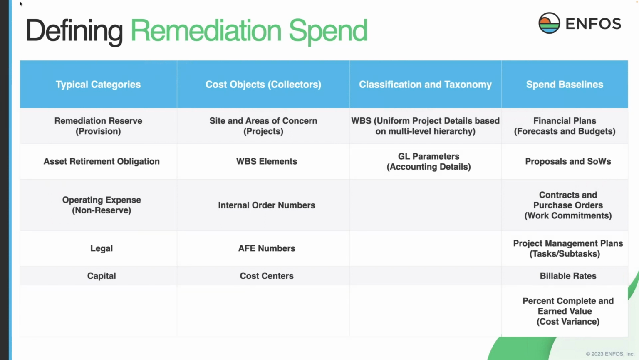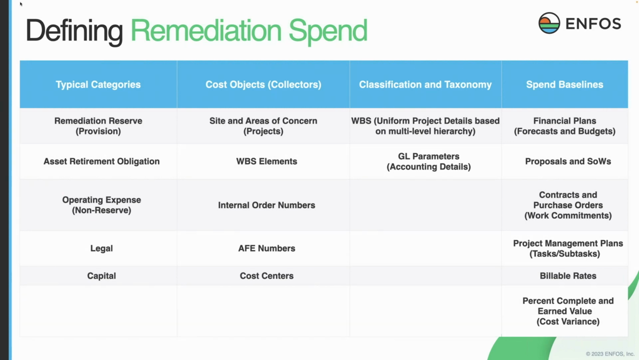The next column is classification and taxonomy. This is also a very important element in being able to do enterprise-wide spend management and analytics. The key there is a work breakdown structure. And this would be a uniform set of project details based on a multi-level hierarchy. We're going to explore that in a little bit more detail. And then there are all kinds of accounting details. This is the coding that is typically required for the ERP systems for accounting. We call those general ledger parameters. And then finally, the last column is really your spend baselines.